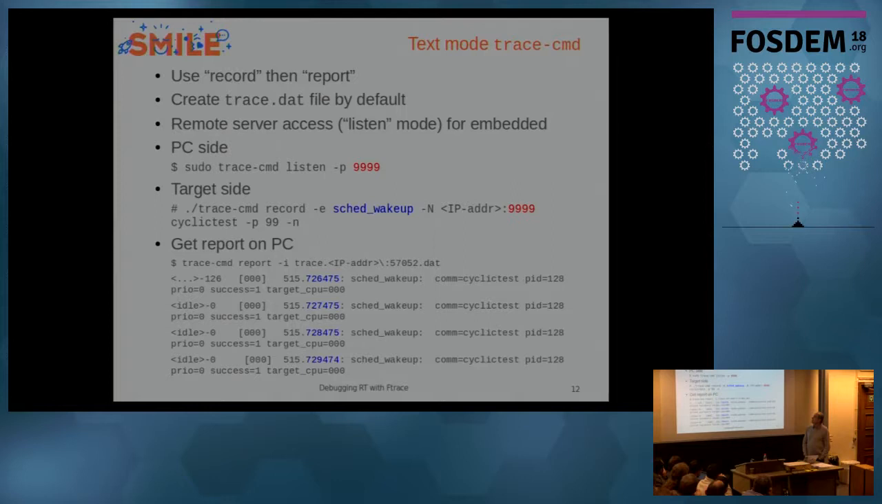You can use remote server access, listening on a PC. For example, you run trace-cmd listen with a port number, and on the target, the embedded system, you tell it to send the data to the PC with the same program: trace-cmd record -e sched_wakeup. Then you report on the PC. It's much better to do that on the PC, with the file on the PC. You play the file, and you can check there is a 1 millisecond difference between each event.